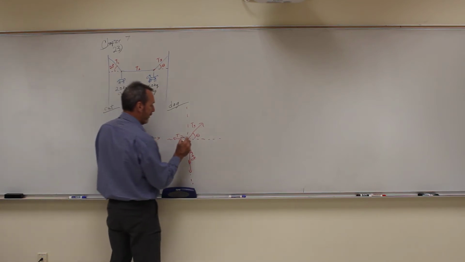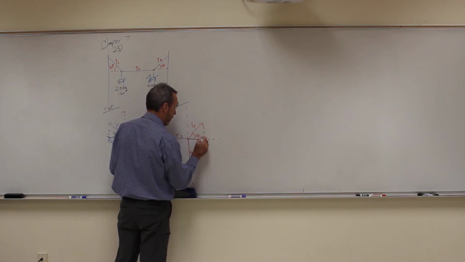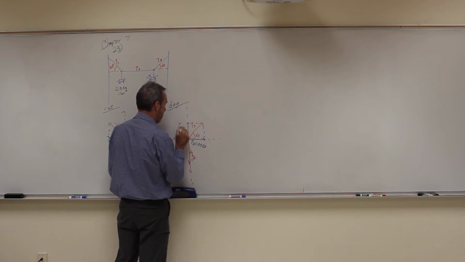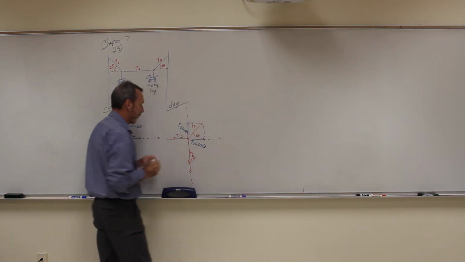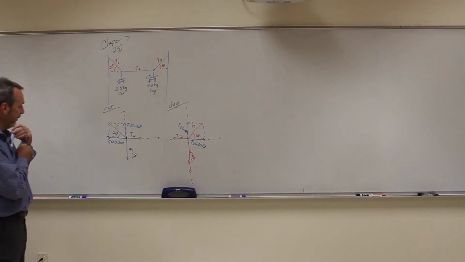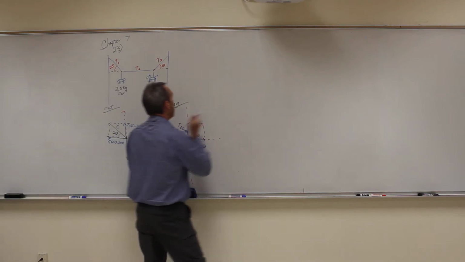I have to do the components of this one. This is T3 cosine theta. This is T3 sine theta this way. All right, and now we're going to do step 3, which is F net x.